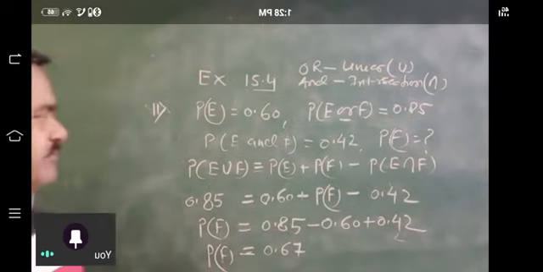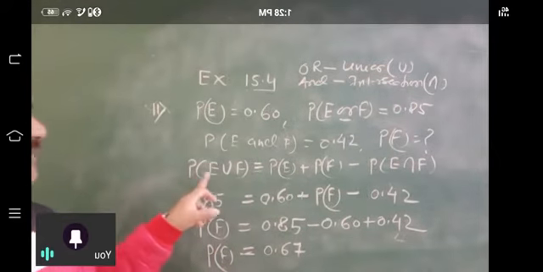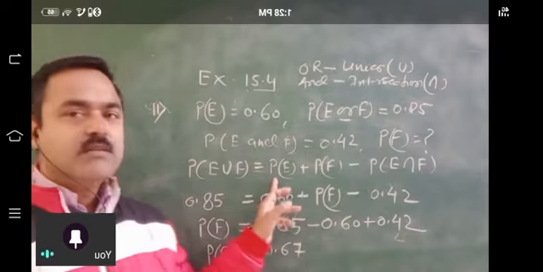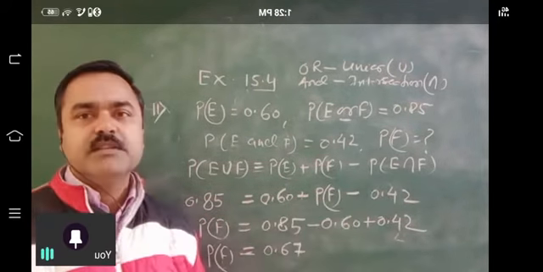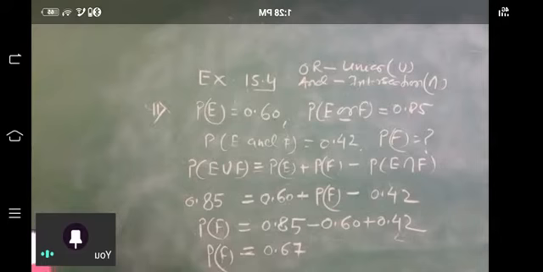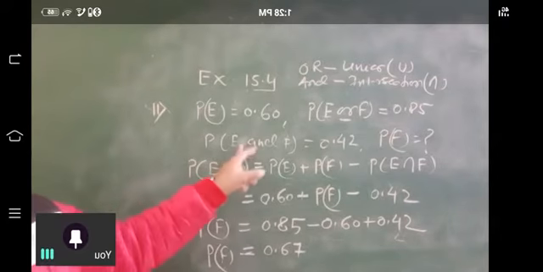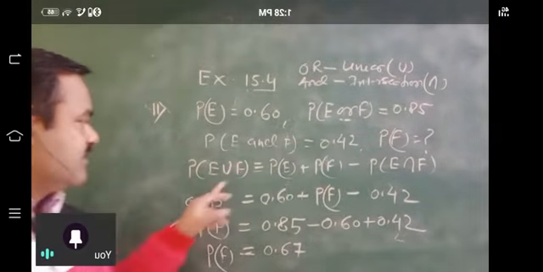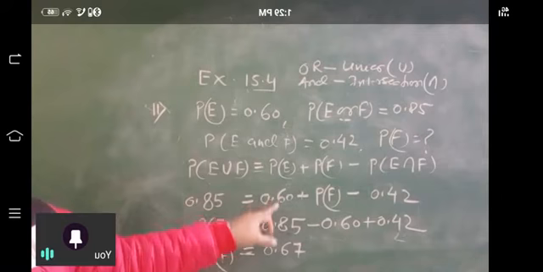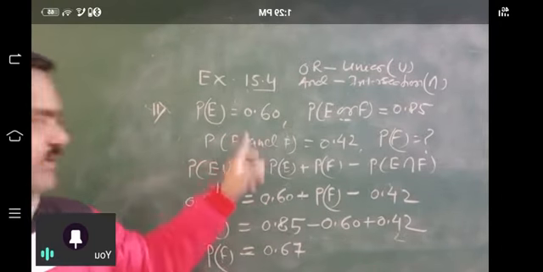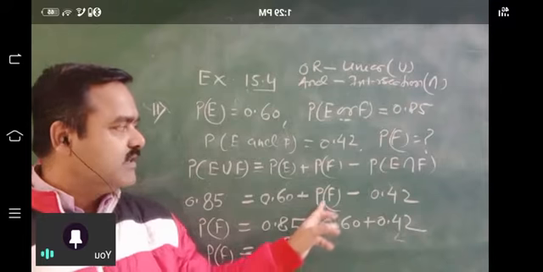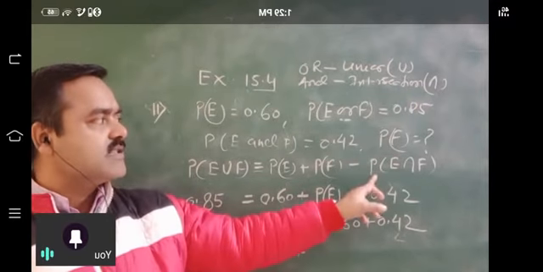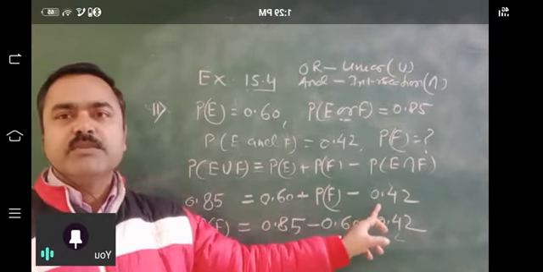Then it is a formula: probability of P union F equals probability of P plus probability of F minus probability of P intersection F. P union F, this one 0.85, is given, plus probability of P is also given 0.60, plus probability of F to be determined, minus probability of P intersection F, that is given 0.42.